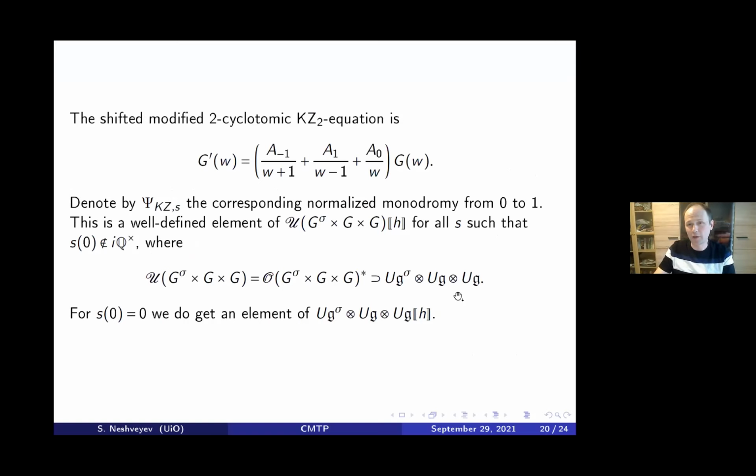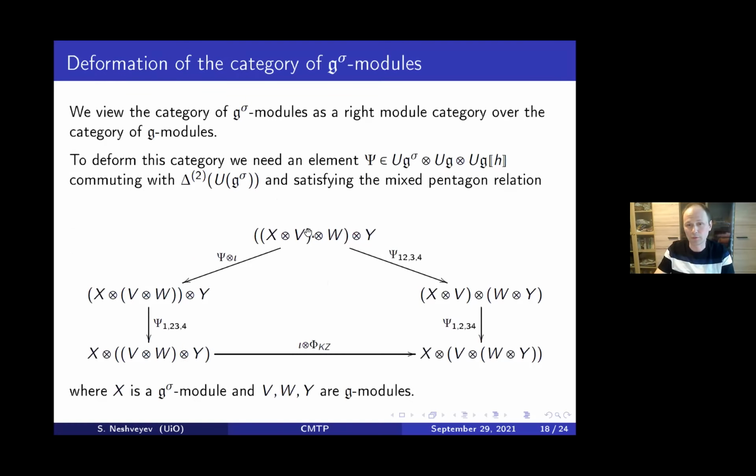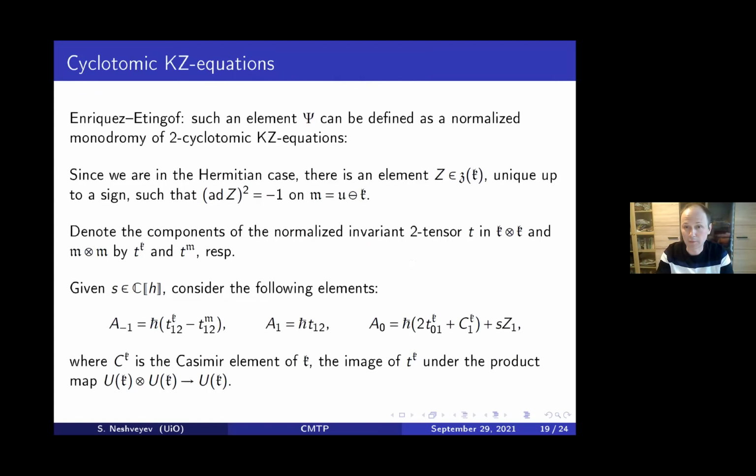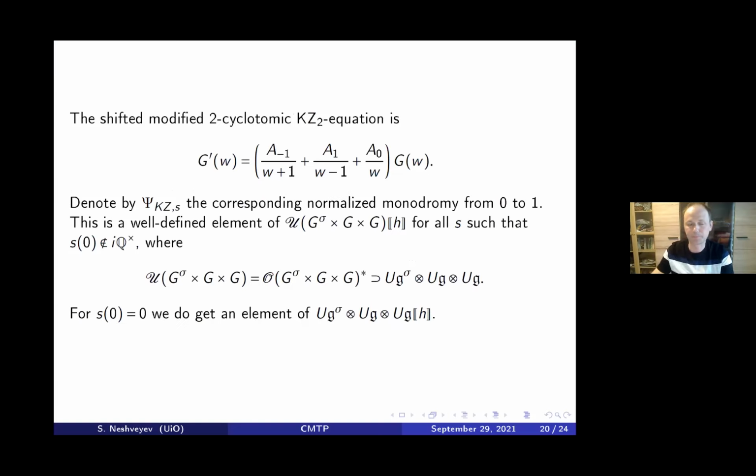And then, in a similar way as for the Drinfeld associator, we can consider the normalized monodromy from 0 to 1. It turns out that this is a well-defined element, at least under some restrictions, and it is indeed a solution of this equation. So it satisfies this pentagon relation. So we indeed get a deformed module category. Okay.